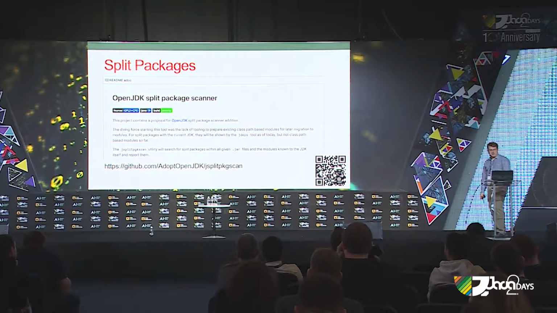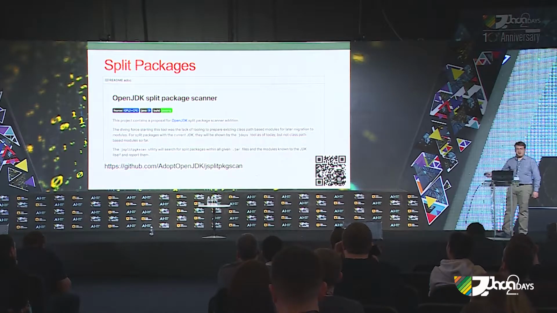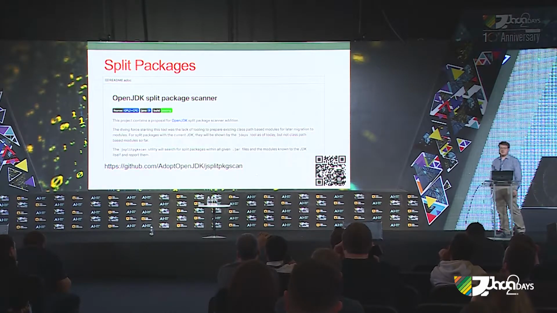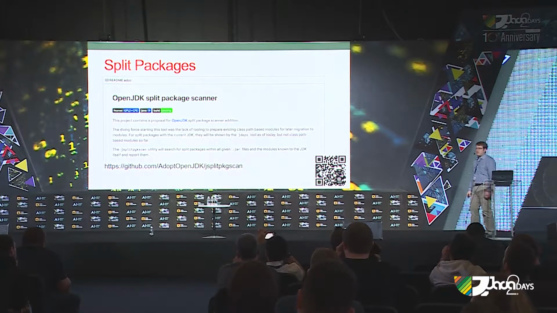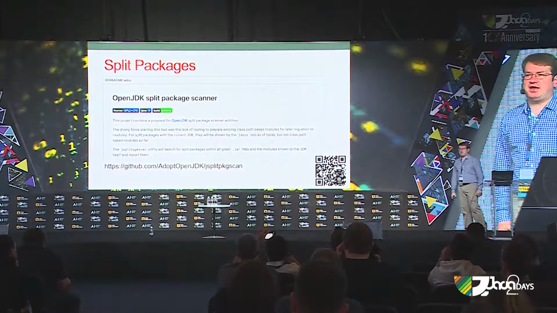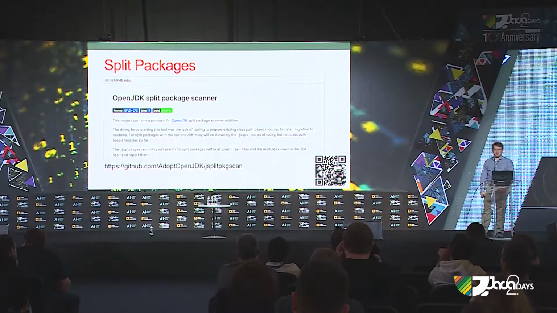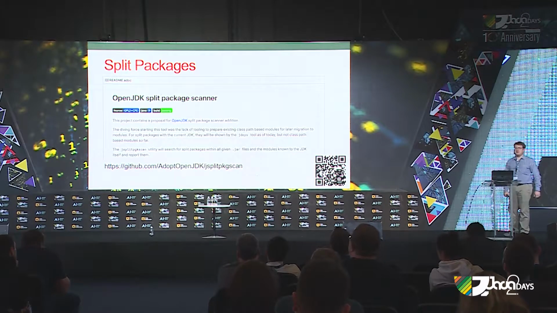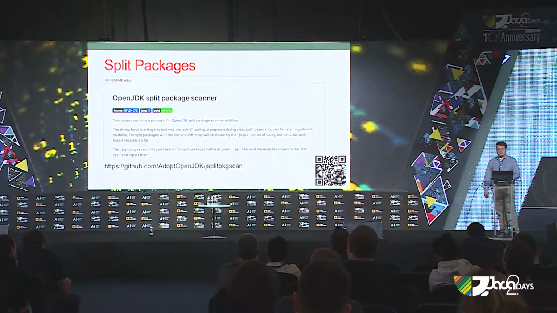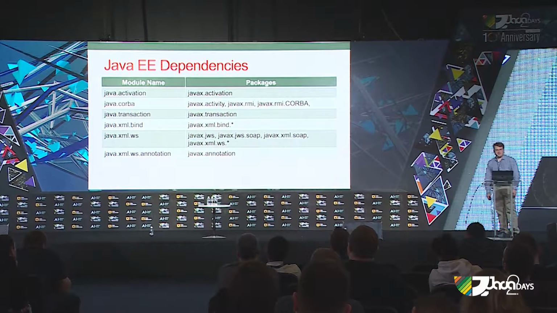There is an open source plugin which you can run over your existing source code base, and this will do the analysis for you to tell you where your split packages are. As opposed to sitting there in the IDE and scrolling through all the list of packages, this tool will go through your existing source code base and tell you where your split packages exist. So this is a good one to integrate into your build.